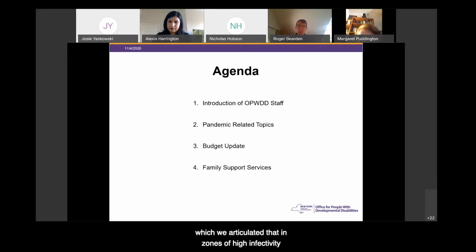OPWDD, building off of that initiative, issued a guidance document, I believe it was a week ago Friday, in which we articulated that in zones of high infectivity there would be a closure of day programming and a suspension of visitation, and that in colored zones which were less than red, there would be some capacity reductions in the day programming. Obviously, the certified residential programs remain open as they have throughout the pandemic, since that is the residential care that those individuals receive.